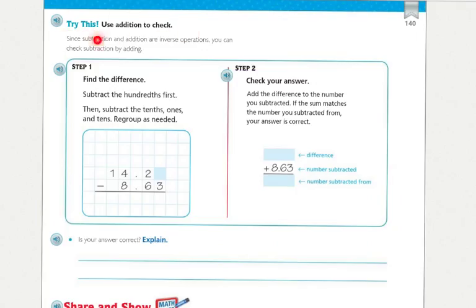Let's try this. We're going to use addition to check. Since subtraction and addition are inverse operations, you can check subtracting by adding. Step 1, let's find the difference. Subtract the hundredths first, then subtract the tenths, ones, and tens, and regroup as needed. So right here I have a little blank space because I have to keep everything lined up. So in this space I'm going to put a 0.